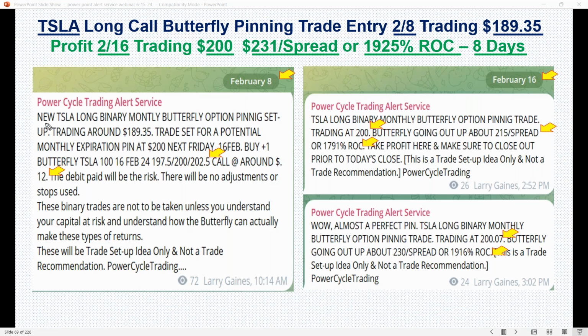So this is binary. These are a few that I've been doing. These are very selective. This is one we did back in February. This was a Tesla long binary monthly butterfly option pinning setup. At that time, Tesla was trading at 189.35.